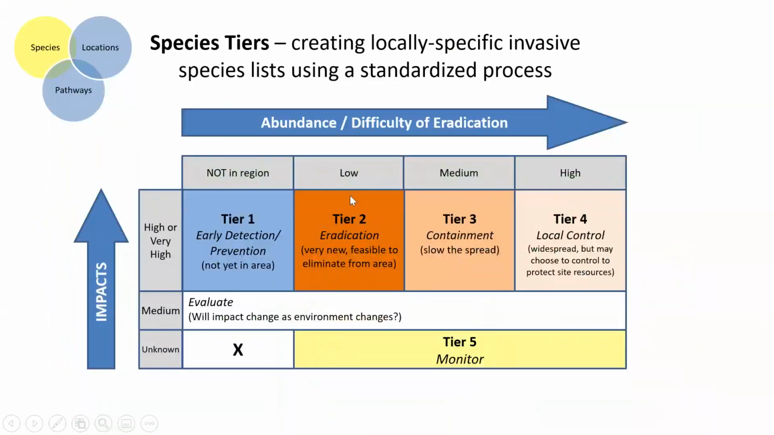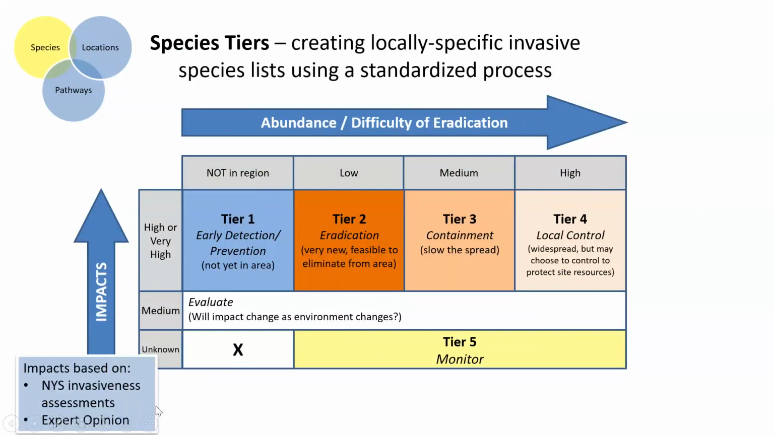And starting with the invasive species tiers. This is essentially a framework of definitions so that each region or each PRISM can use the same common management language when they're talking about which species they're focusing on. And so tier 1 species are ones that are not yet in that region of interest or that PRISM, but are high impact. So we're looking at impacts here that are based on the invasiveness assessments and expert opinion.